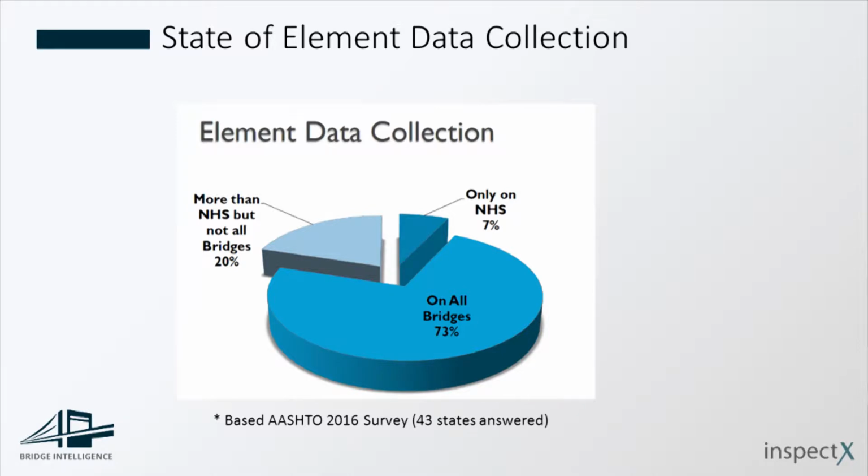Currently, this is based on last year's AASHTO survey. About 3/4 of the states are actually doing element level inspection on other bridges, not just the ones on the NHS. About 20% of those states are doing all the NHS bridges, but somewhat more than that. And 7% of those states are only doing element level inspection on the NHS.